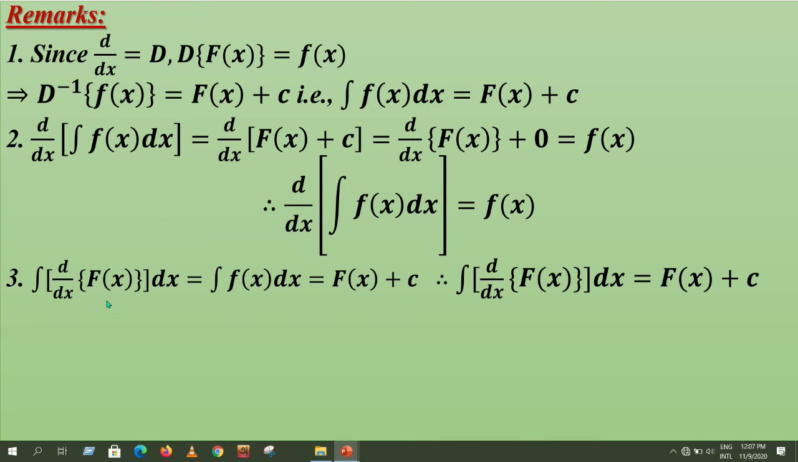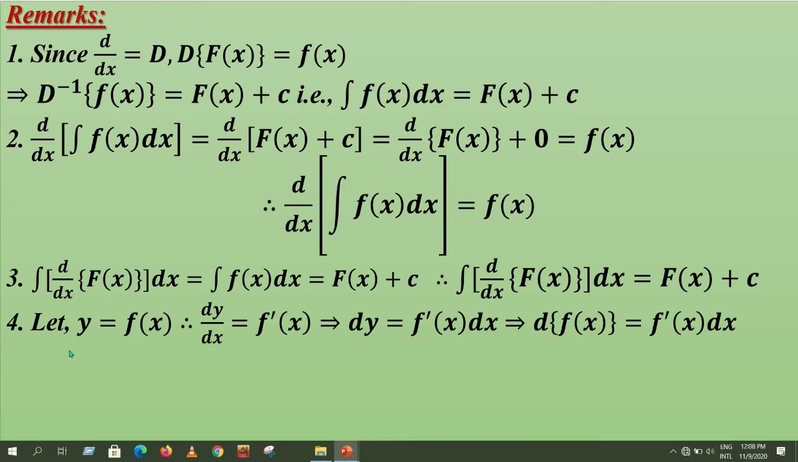Integration of the derivative of capital F of x with respect to x dx is equal to integration of f of x dx. But integration of f of x dx, we have already got, is capital F of x plus c. Clear? Therefore, the derivative of this and then integration, again integration of this term, is equal to capital F of x plus c. That means this part you have to remember.